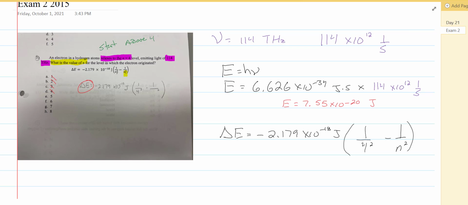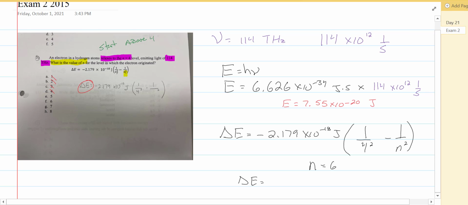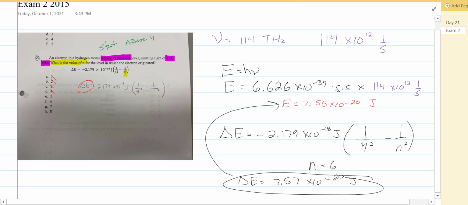So I can just do my second entry on my TI. I put in 6, and I get 7.56 times 10 to the negative 20th. So if I put n being 6, I get delta E equals 7.57 times 10 to the negative 20th joules. So if we do that, this number matches this number, so n would have to be 6. That would be the easiest way to do it.